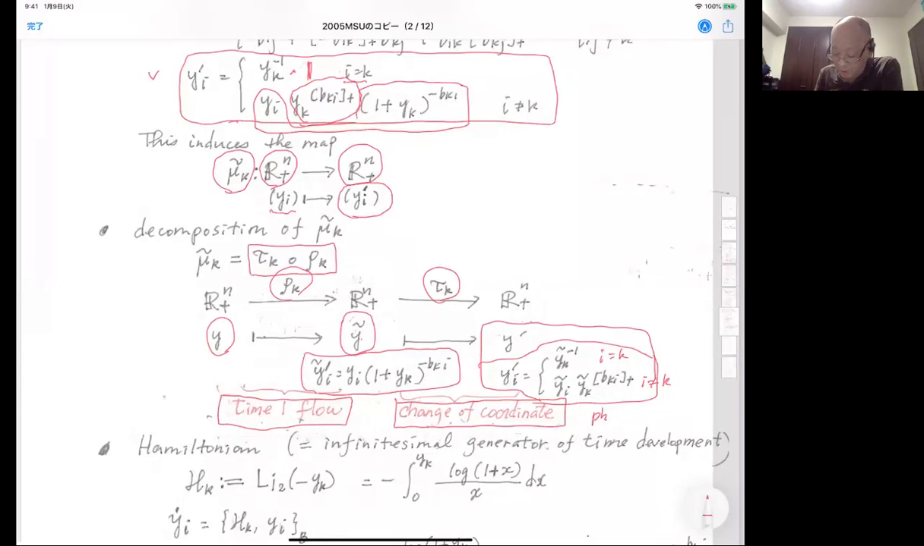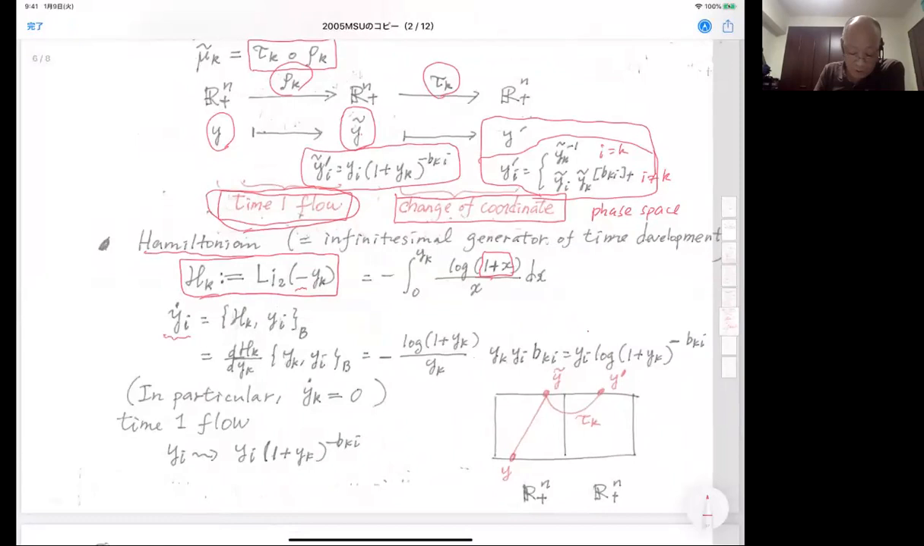Now, I'm going to explain this a little bit more. But so, let's first of all concentrate on this time one flow part. And now we consider the Hamiltonian, which is by definition the infinitesimal generator of time development. And we exactly take the Euler dilogarithm, yes? And we have a minus sign here. So we have this positive combination, which I have already explained. And the Hamiltonian by definition gives you the time development of your variable. And y dot is a time derivative. And this time derivative is given by this Poisson bracket. This is an equation of motion by the Hamiltonian.